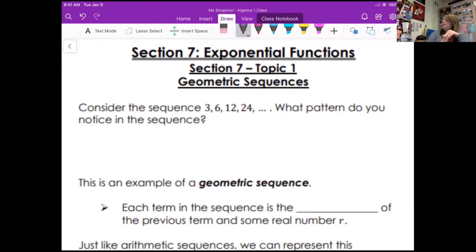So our sequence for this one is 3, 6, 12, 24. So what are we multiplying by? Multiply by 2.